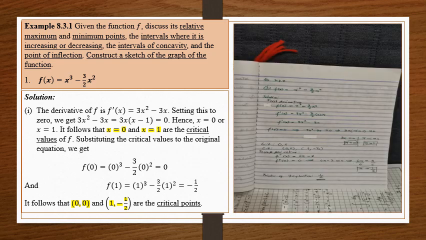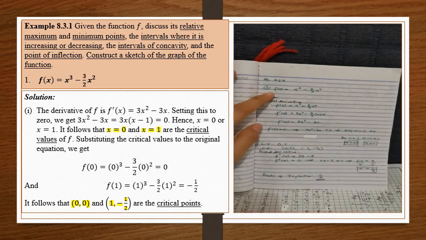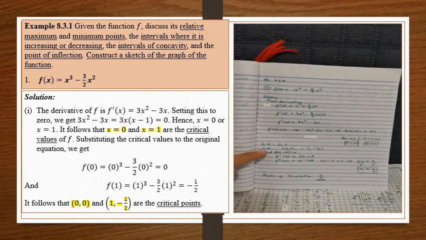The first step, class, to find those relative maximum and relative minimum points, the interval where it is increasing or decreasing, the intervals of concavity and the points of inflection, ang first step is get the first derivative of this. Okay, so kaya kailangan natin yung first derivative niya para malaman natin kung ano yung critical values niya. Okay, and then after that, the second step is get the second derivative of the given function para makuha din natin yung points of inflection.